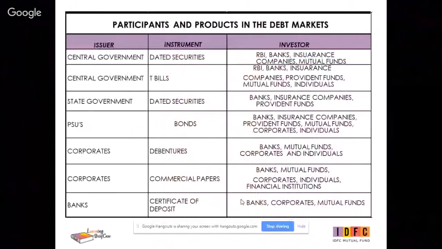These are dated securities. Now, I've given you the borrower. Who are the investors? When we look at central governments, in fact, everybody can be an investor with the central government. You can invest in an RBI relief bond. Banks can invest in government securities, insurance companies, and mutual funds. Similarly, these are long-term dated securities. When you call it dated, it means long-term in nature.